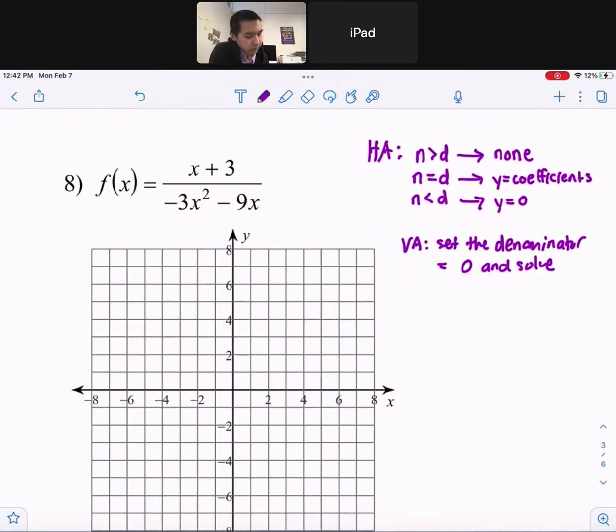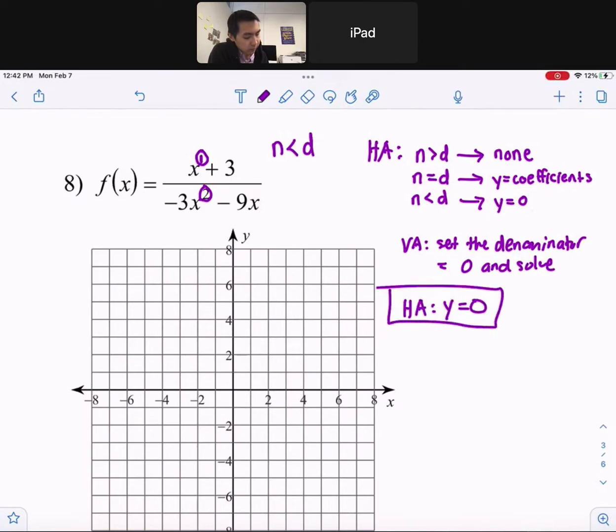Okay, so we gotta compare the degrees. So this is degree 1. So degree of 1 over degree of 2. So the numerator is less than the denominator, which means we have this scenario. Horizontal asymptote is y equals 0.